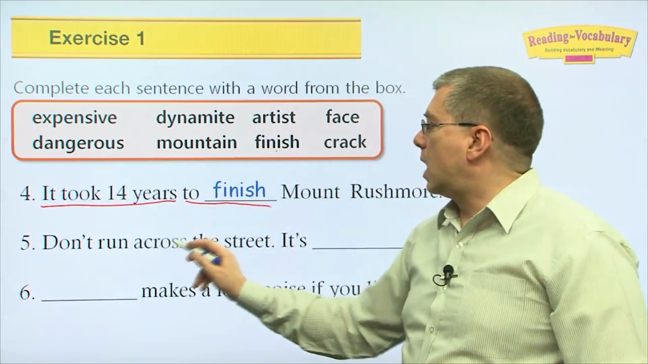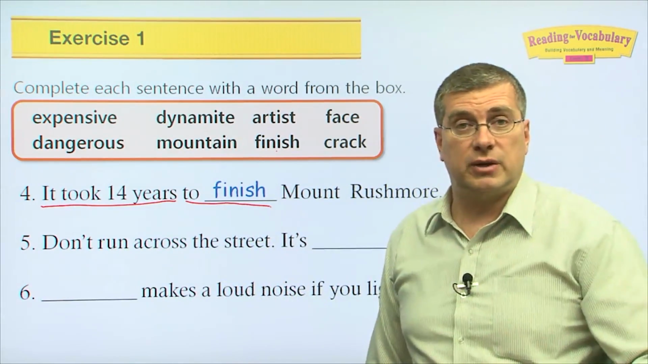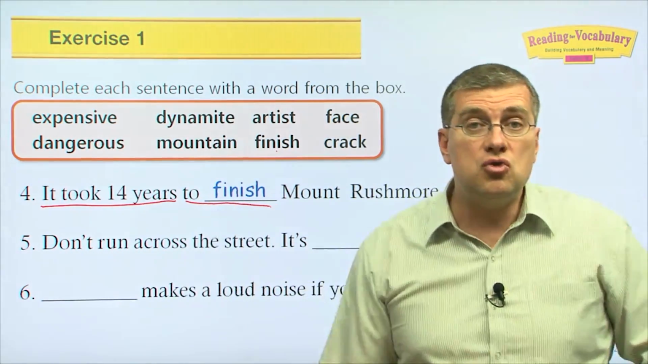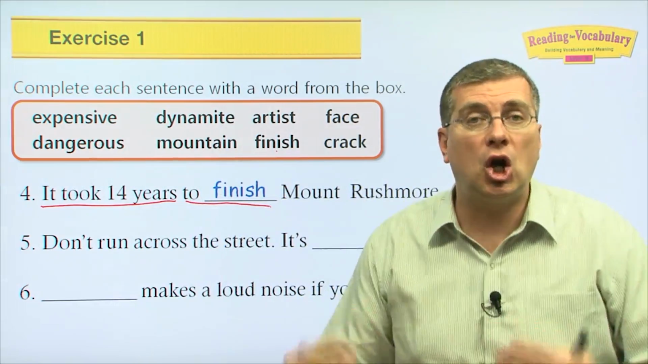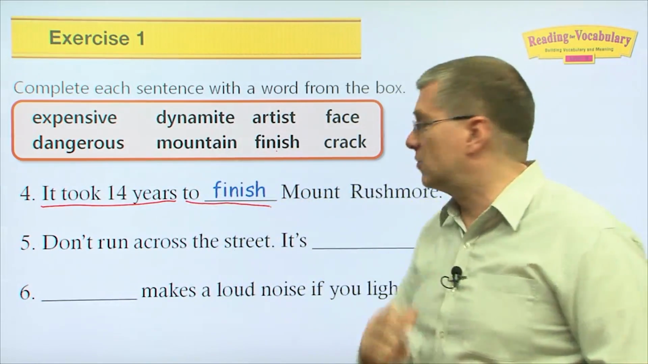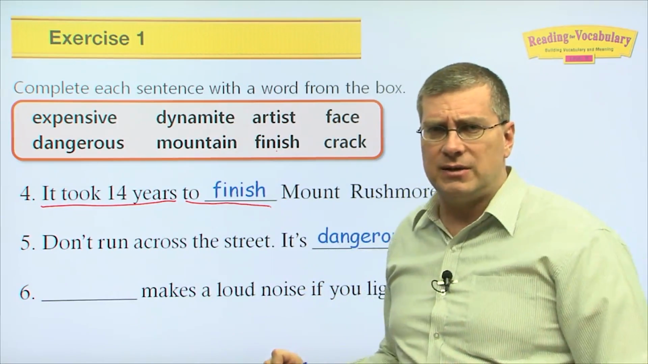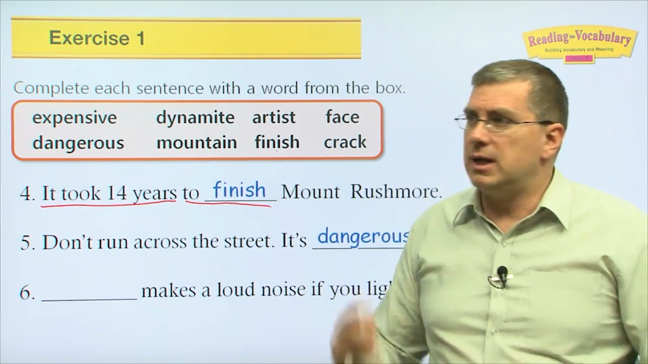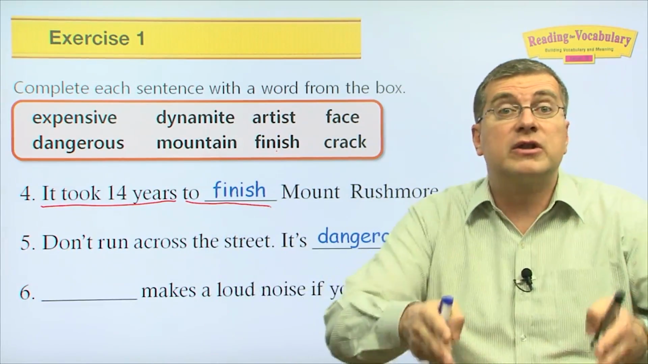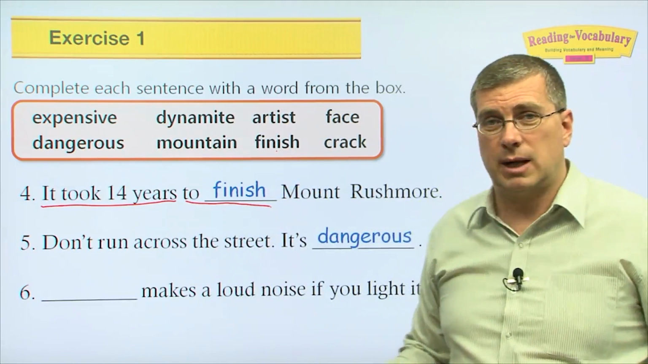Five, don't run across the street. That's good advice. Don't run across the street. Why? Because there are cars, right? If you do that, you could get hurt. It's a situation that can cause harm. It is what? It's dangerous. Don't run across the street. Walk across the street and be careful. Look both ways and cross where you're supposed to cross. Don't run across the street in the middle, right?